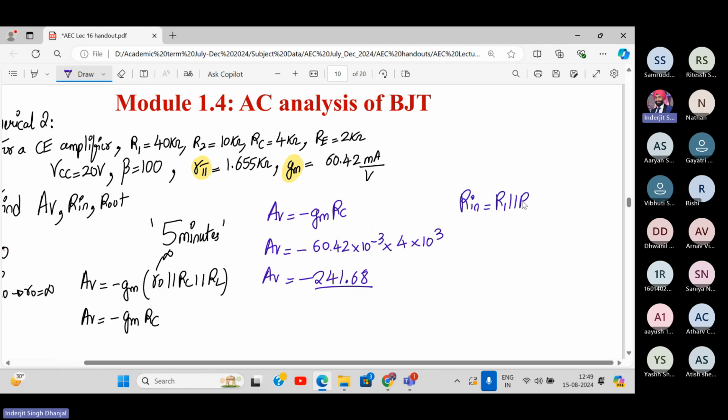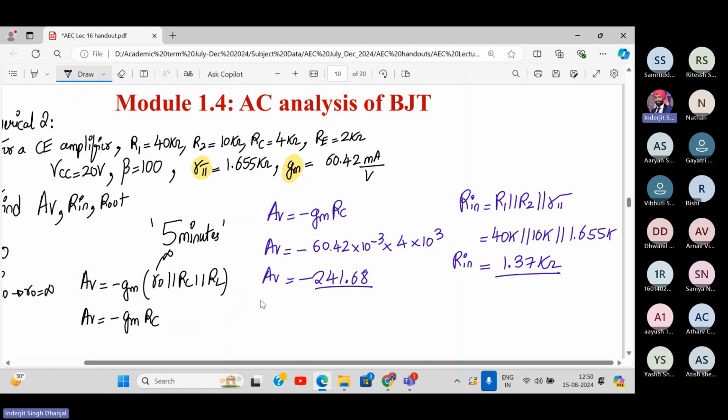How much is Rin? R1 parallel to R2 parallel to R pi. How much was it? I got 1.37 kilo ohms. It might be correct because it's lesser than R pi. Anyone got 1.37? Yes, sir, I also got 1.371 kilo ohms.